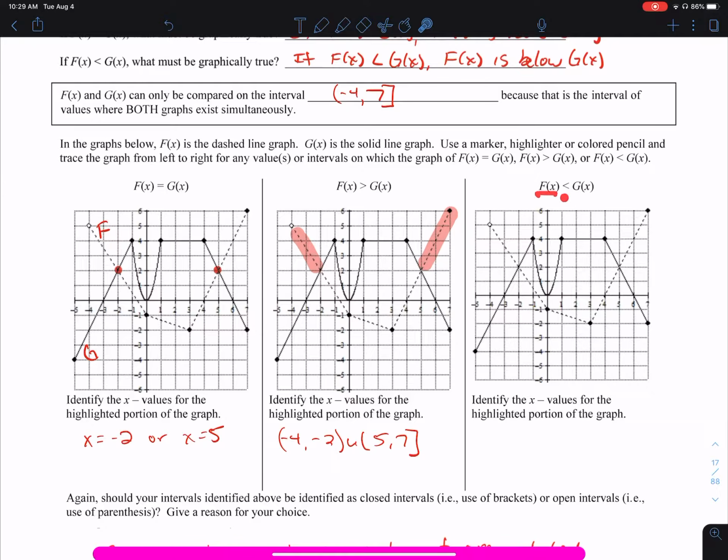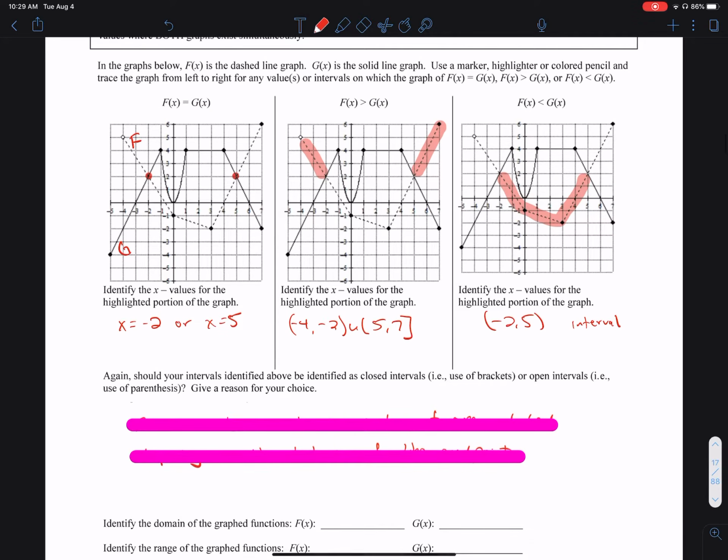When is f below g? Well, it is below right after they intersect, up until the fact that they intersect again. So that's from -2 to 5. Now, this appears to be an ordered pair, and it isn't. This is an interval. I'm just going to make sure this is clear. That is an interval.